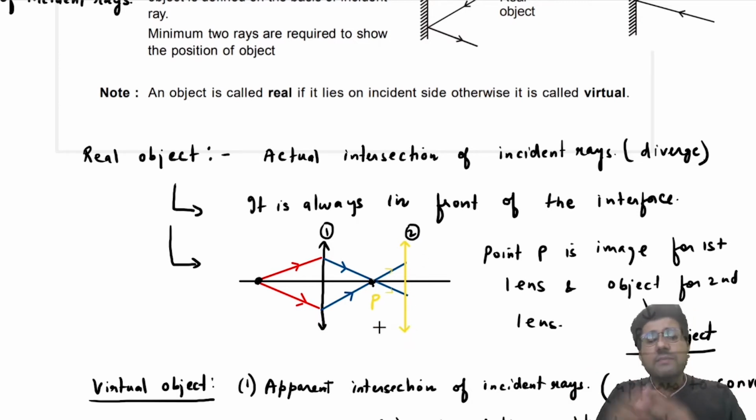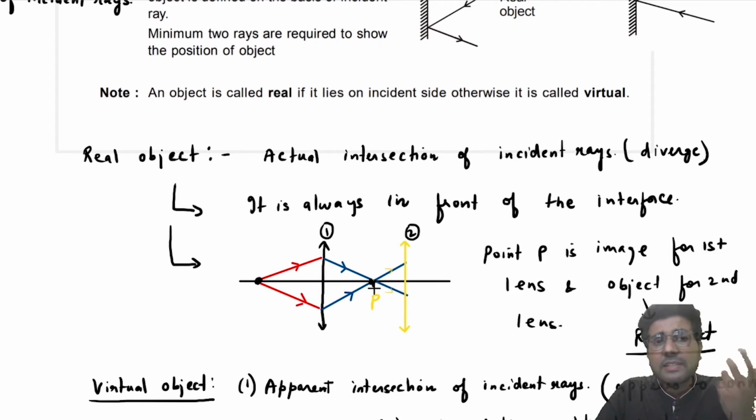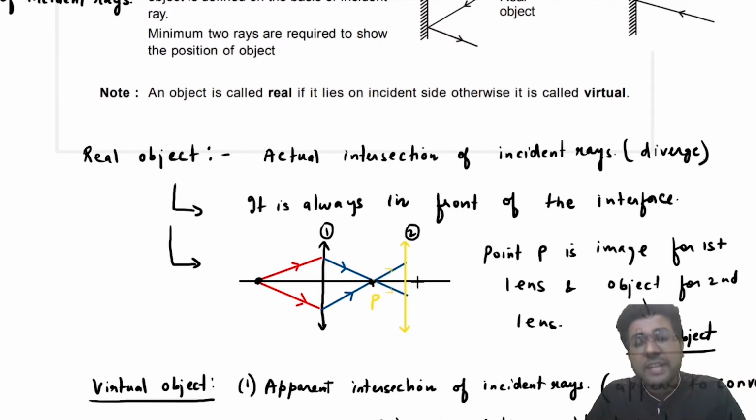Now what comes to our mind is whether this object is real or virtual. If you go by the English meaning of object, you will say that this is virtual. Why? Because it is something that you cannot touch or feel. It is behind you, it is imaginary. So you'll say that this is a virtual object. No, but in geometrical optics, the definition of object is different. Again, I'll tell you the definition of a real object.